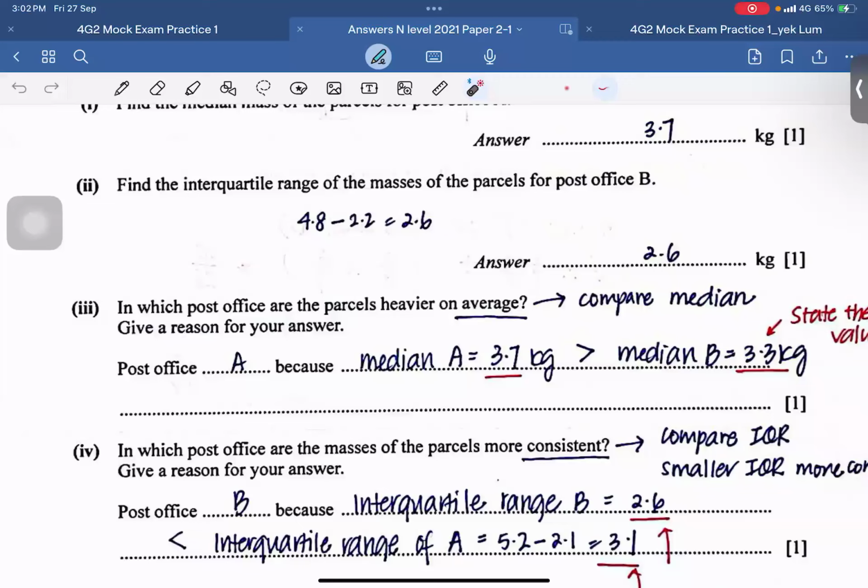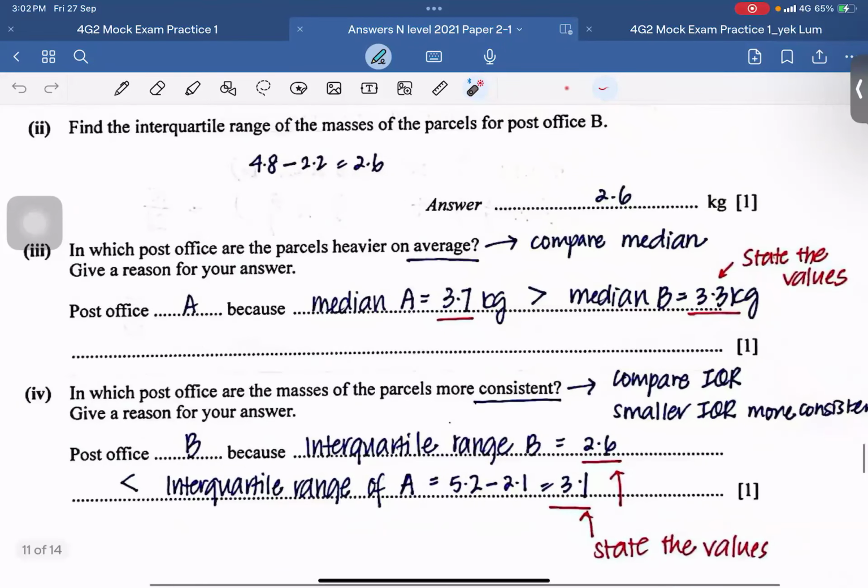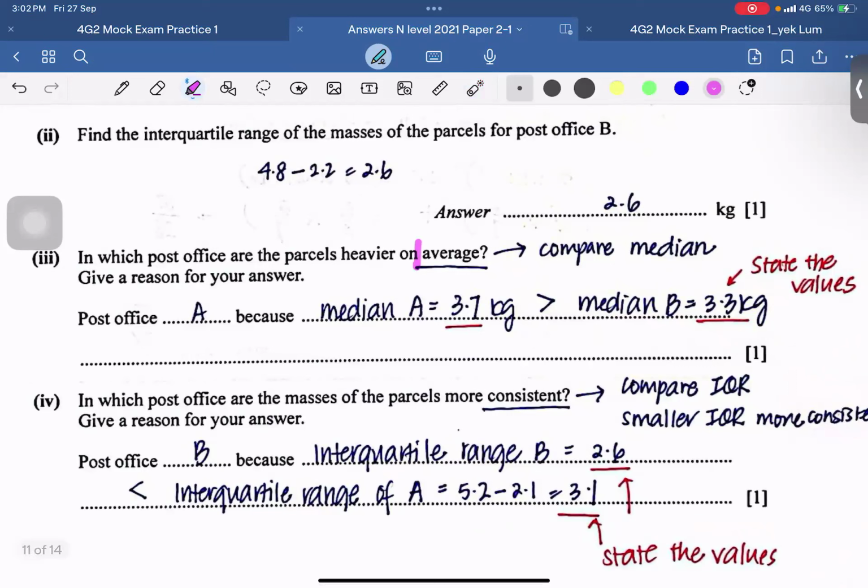Okay, those of you who just attended, we are going to go through 2021 paper 2 section D first. Okay, so this one already here I was mentioning this keyword down here means comparing on average. So for box and whiskers plot, we compare the median. So we say which median is heavier would be bigger. So therefore it will be parcel A, post office A. And please do state the values.